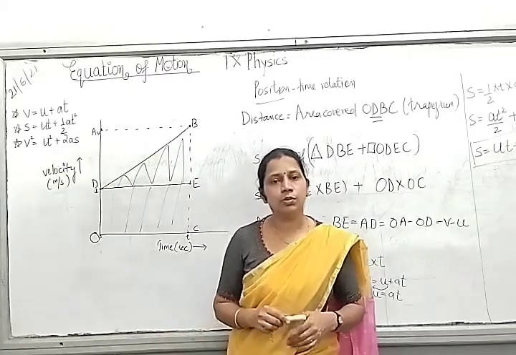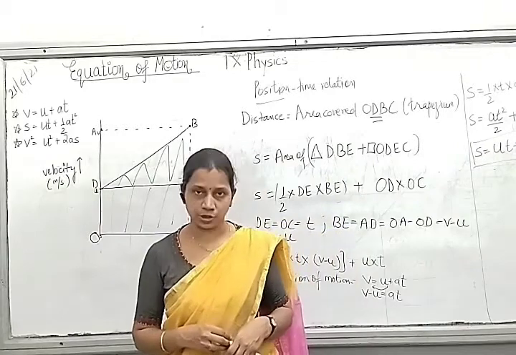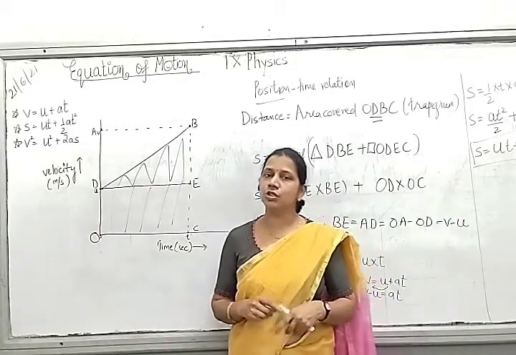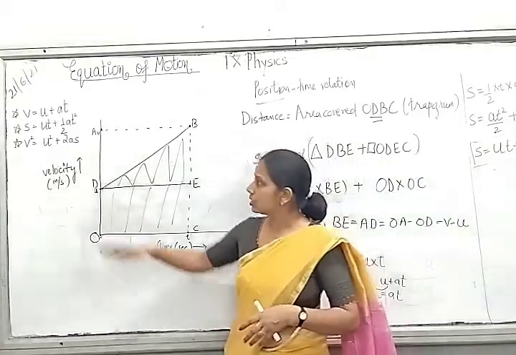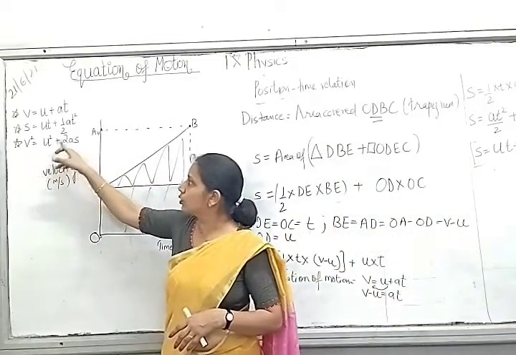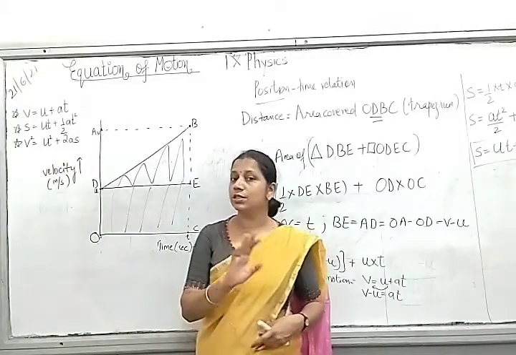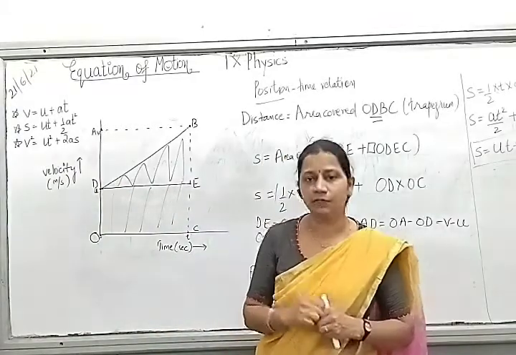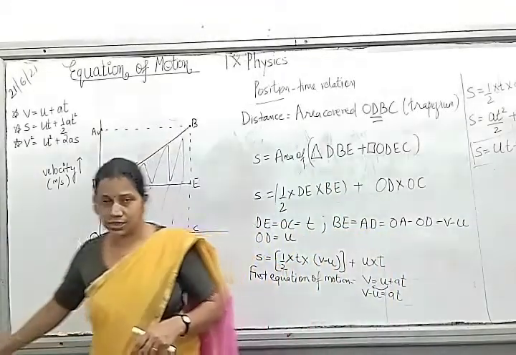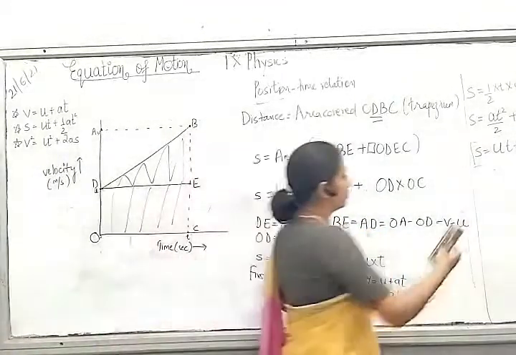Now let's move to the third equation of motion. The third equation of motion is the relation between position and velocity. So this is V square equal to U square plus 2AS. There is no time here. So simply you have to find the relation between position and velocity.